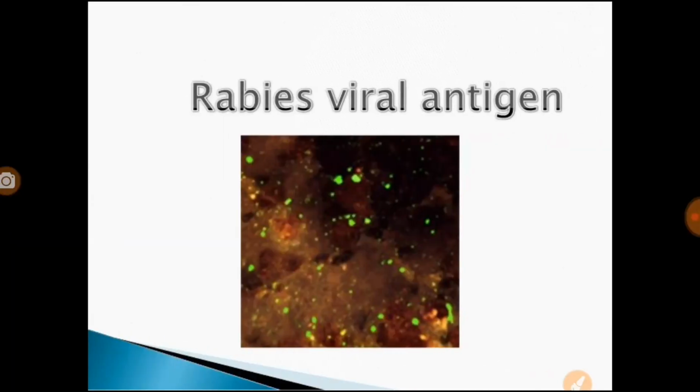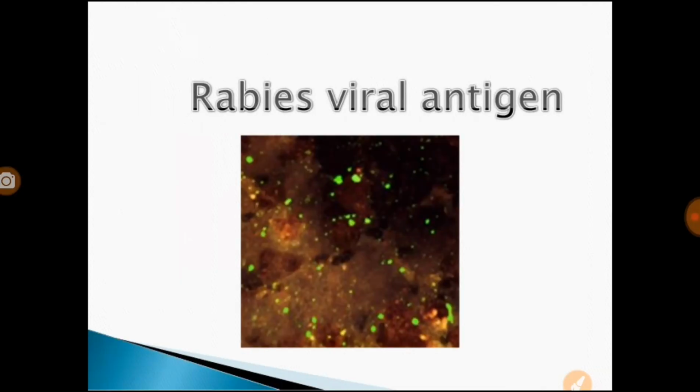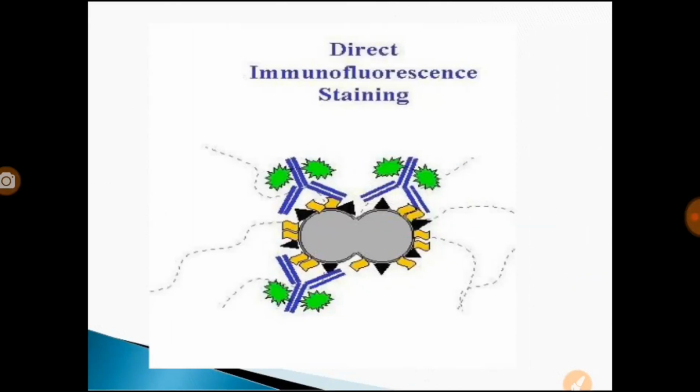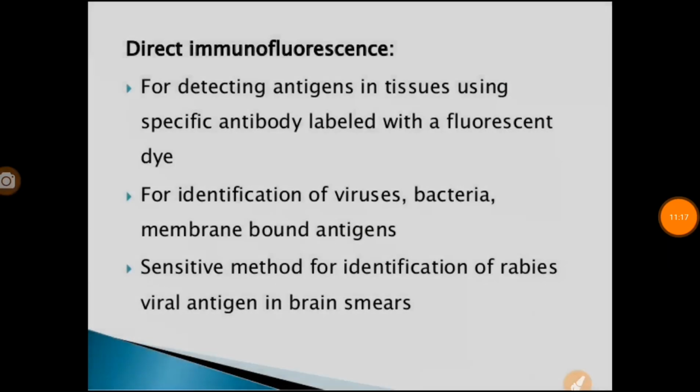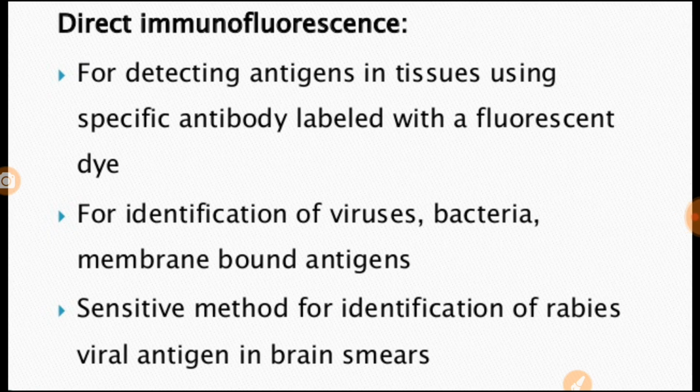Next is direct immunofluorescence staining. An example is the rabies viral antigen. Direct immunofluorescence is a test for detecting antigen in tissue using a specific antibody labeled with fluorescent dye. It is used for identification of virus and bacterial membrane-bound antigens, and is a sensitive method for identification of rabies viral antigen in brain smear. You have to remember brain smear for the detection of rabies viral antigen.